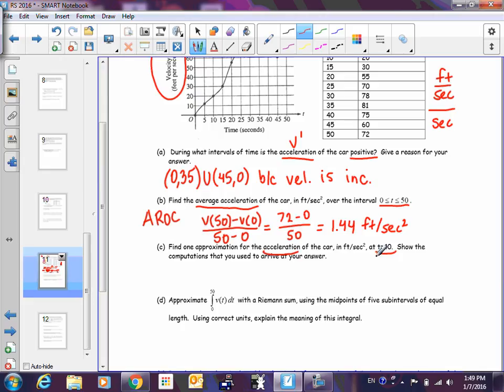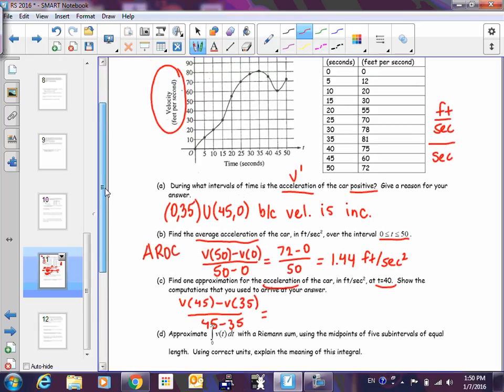45 and 35. And this is why this says one approximation. This is probably what most of you would pick, and this is what I'm going to pick. V of 45 minus V of 35 over 45 minus 35. It would have been okay here if you had done V of 45 minus V of 40 over 45 minus 40, or done 40 minus 35. That would have been okay. That's why that language is there.